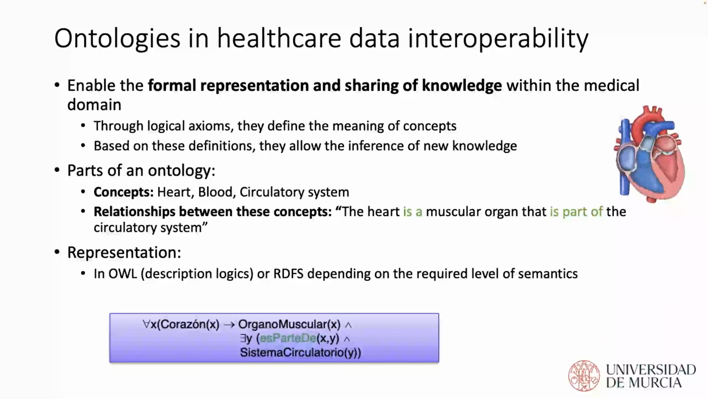So an ontology consists of concepts such as heart, blood, circulatory system, and relationships between these concepts. So for instance, the heart is a muscular organ that is part of the circulatory system. This is formally defined using a logic-based language in a similar way as we see here, in which we are saying, sorry for the Spanish, that the heart is a muscular organ and is part of the circulatory system.